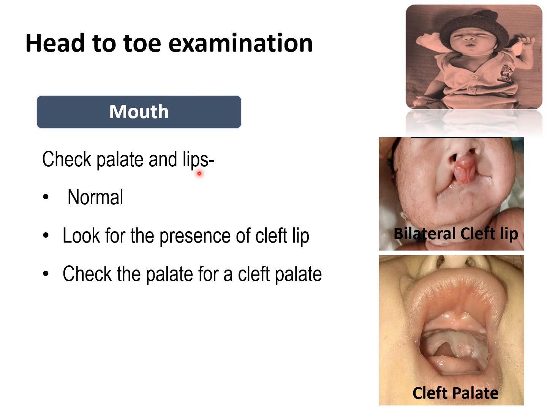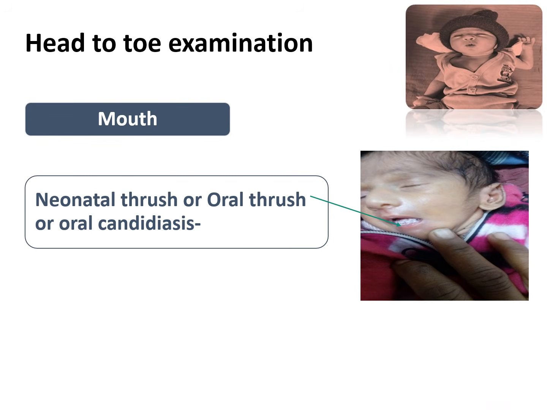Then check the palate and lip. Here you can see the baby is having a bilateral cleft lip, and here you can see a cleft palate is present. So always examine the palate and lip to rule out cleft palate and lip. Here in this image you can see the baby is having white patches over the tongue and also over the oral mucosa. This is because of a fungal infection, Candida albicans, labeled as neonatal thrush or oral thrush.